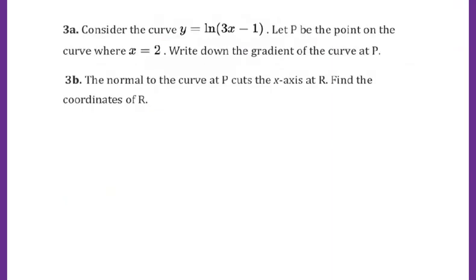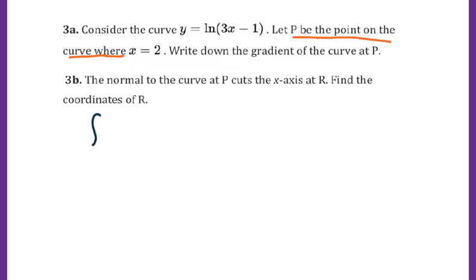Now let's go to 3a. Consider the curve y equals natural log of 3x minus 1. Let P be the point on the curve where x equals 2. Write down the gradient of the curve at P.